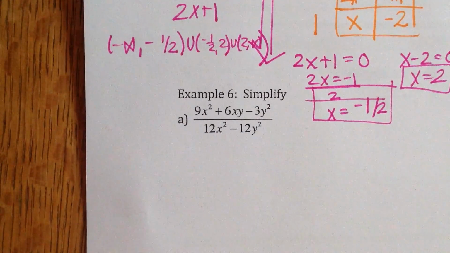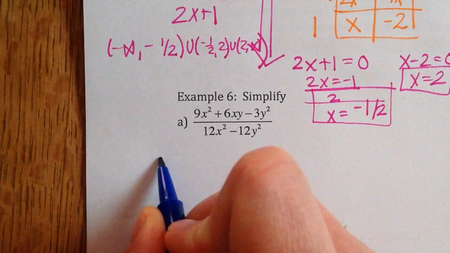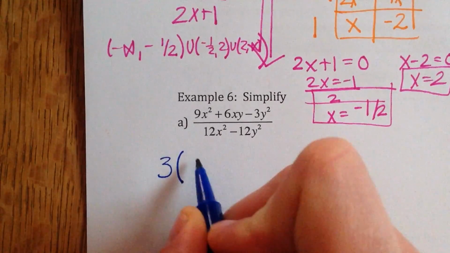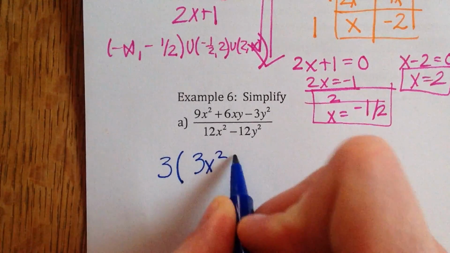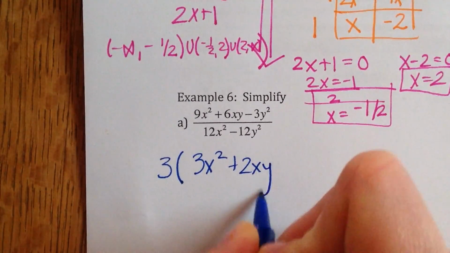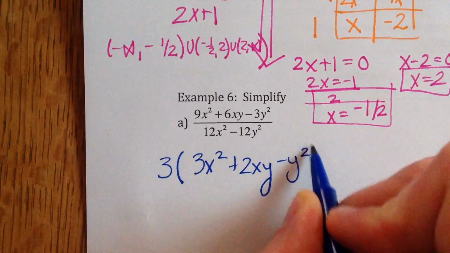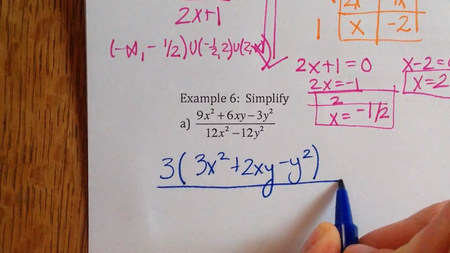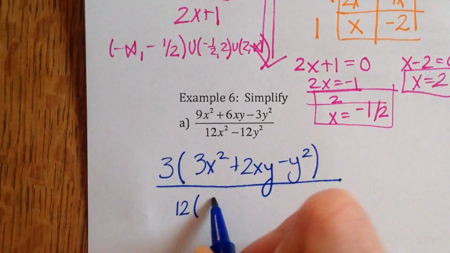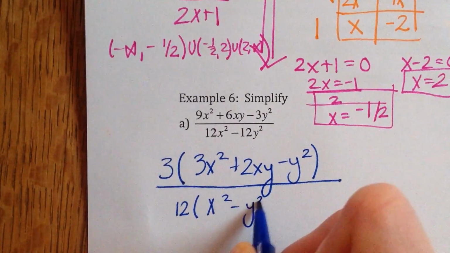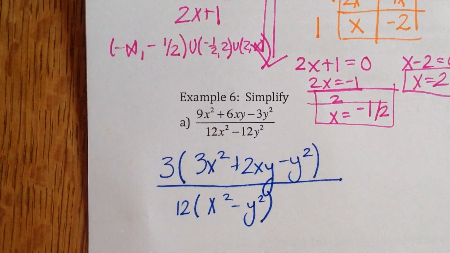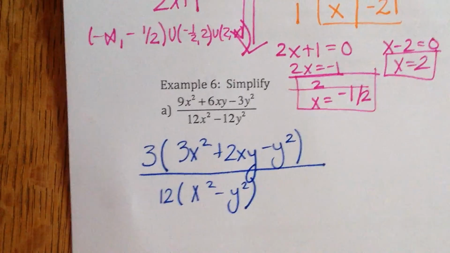I'm going to look here. First thing I look for is my GCFs. I can factor out a 3. So I'd be left with 3x squared plus 2xy minus y squared. In the bottom, I can factor out a 12, and I'd be left with x squared minus y squared. Use your GCFs because it will make the problem easier.